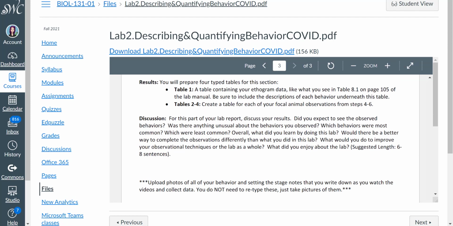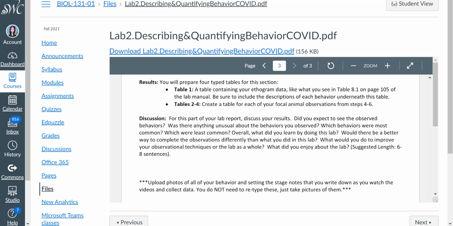And then finally is discussion. For this part of the lab report, discuss your results. Tell me what you saw and why you think you saw it. The discussion here is where you get to interpret everything that you observed. Up until this point, you've been making observations, you've been describing the behaviors only. Now you get to interpret them.